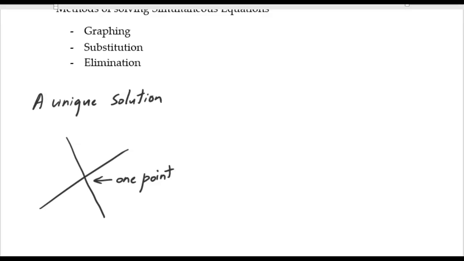The second scenario is they could have no solution, right? The no solution scenario applies to lines that are parallel to each other. So the parallel lines are never going to intersect, which means they're going to have no solution.